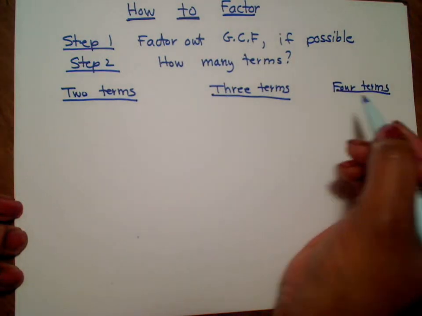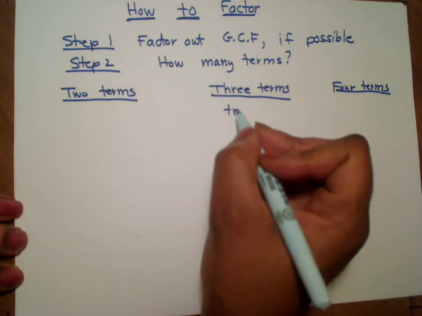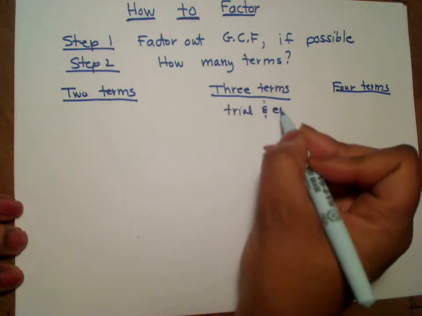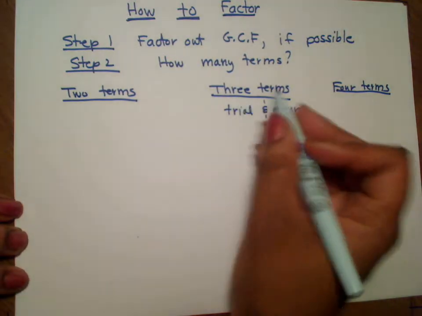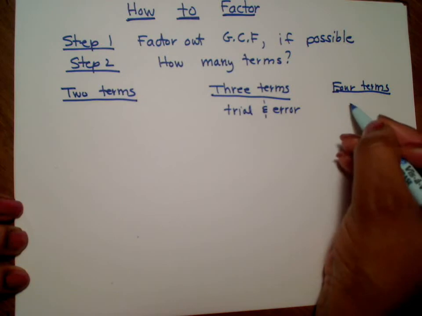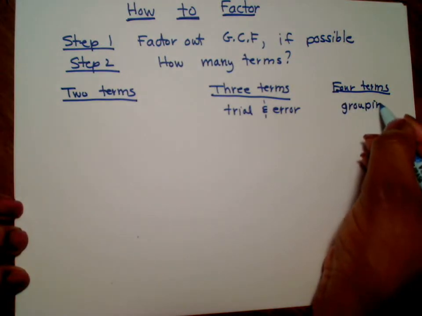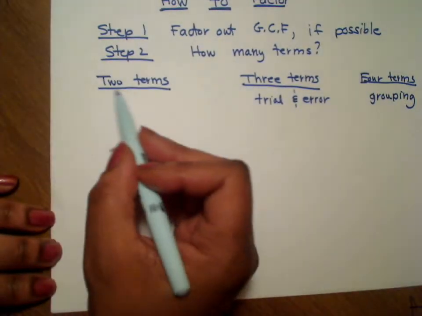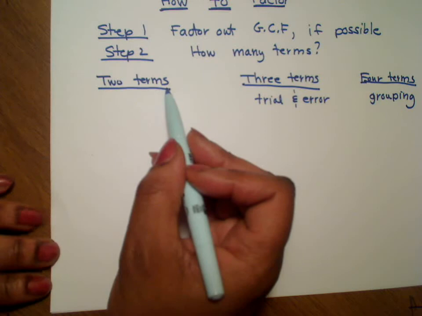Now, when you have 3 terms, it's what you've been taught in the past by doing the trial and error. And we'll review later some of those concepts. And when you're talking about 4 terms, you do what they call grouping. Now, the one that I'm going to review more is what happens when you happen to have 2 terms.